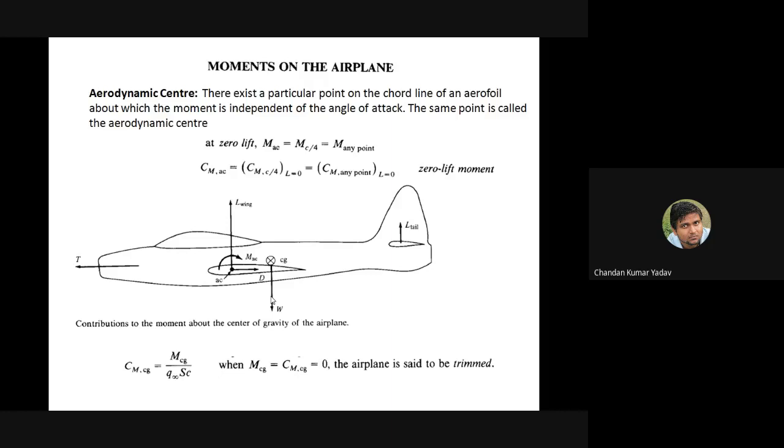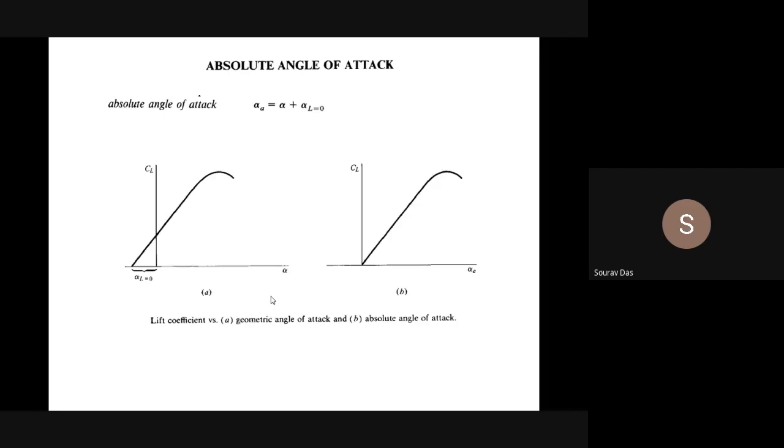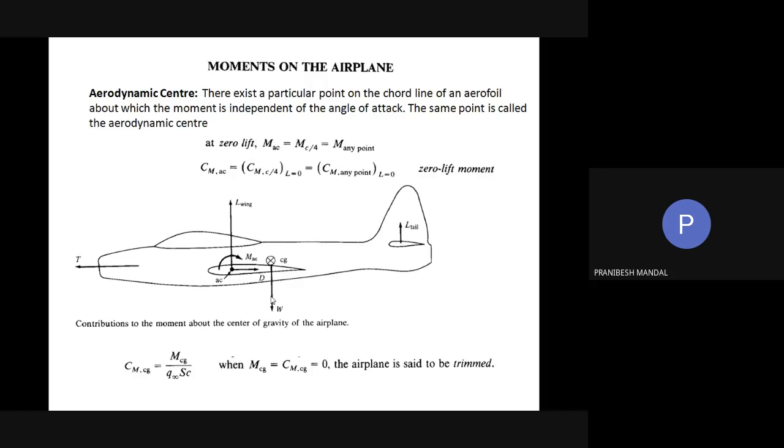One is MAC. Yes, MAC is a contributor. No problem. L wing and L tail. L wing: for zero lift, how can you have L wing? See, we are concentrating on the first criteria, CM0 must be positive. Okay. For the CM0 case, are you having L wing at all? No, sir. Instead of MAC, who is the sole contributor? L tail. Only L tail.